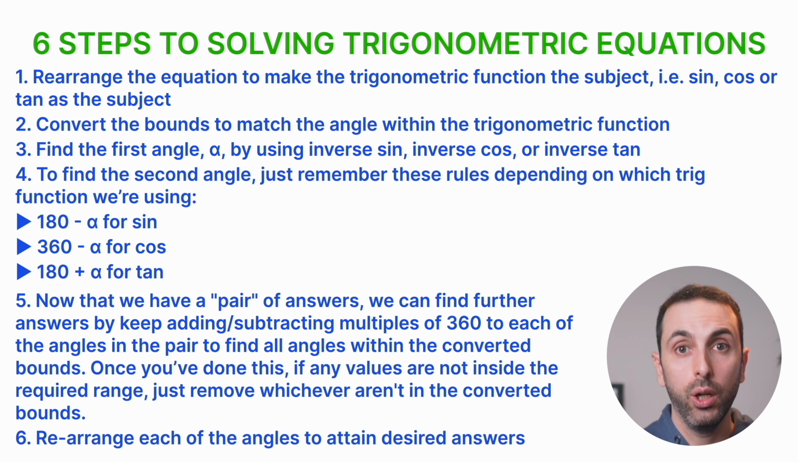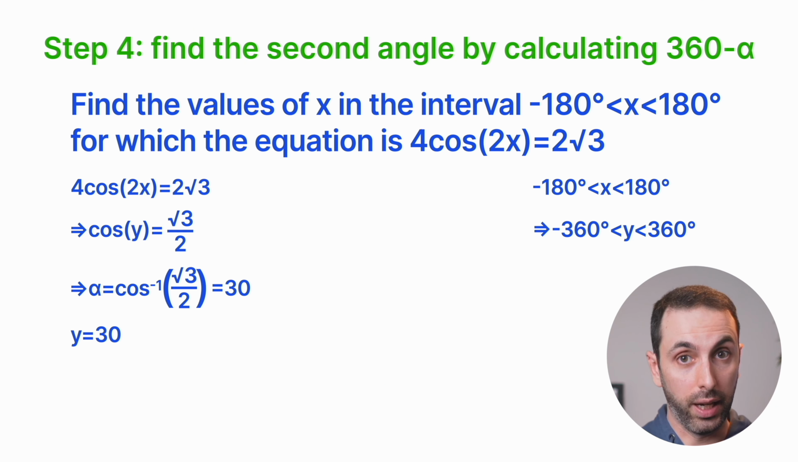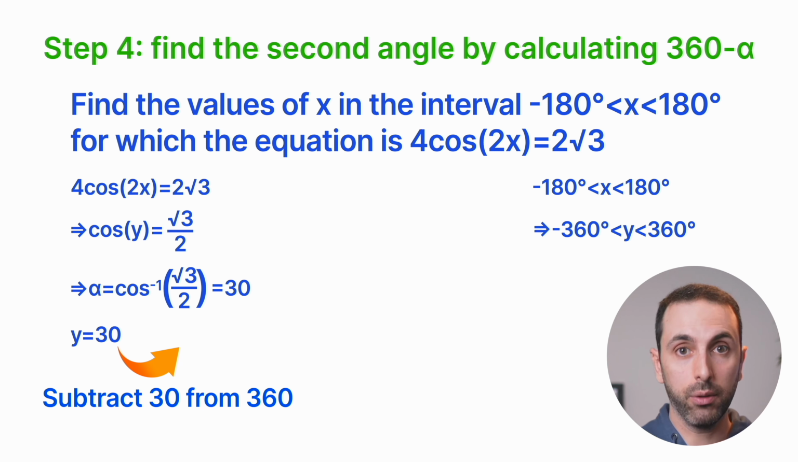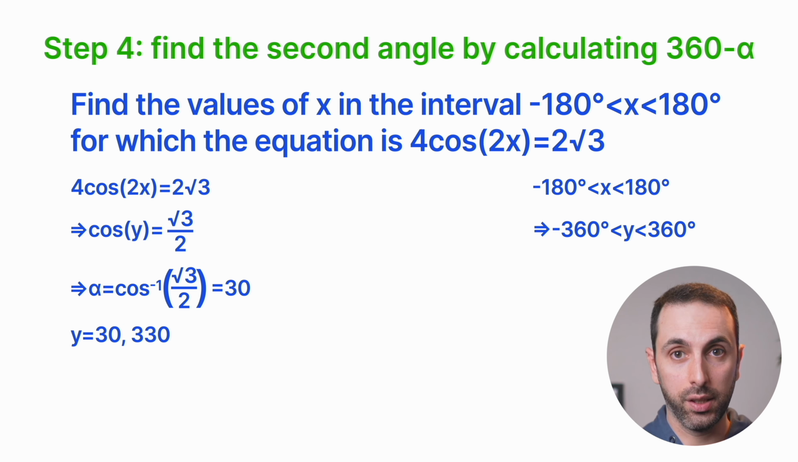Looking at the fourth step, we follow these set of rules depending on which trig function we're using. Let's look at the one for cos. All this is saying is that in order to find the second angle, we subtract the value we just found from 360. And this leaves us with 330 degrees.